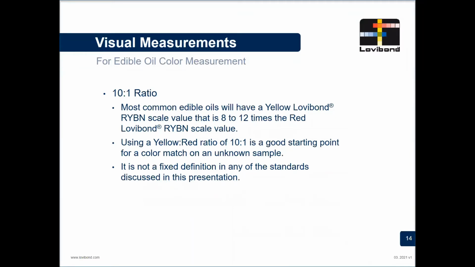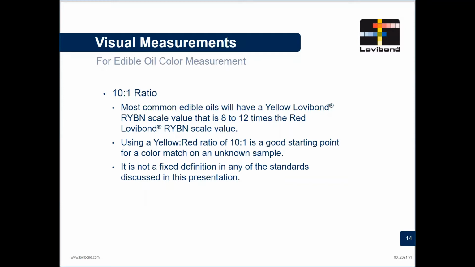Now, some people might say to me, I've heard about this 10:1 ratio for measuring color. Well, yes, it's in the standards, but it's in the standards as a starting point for making a visual color match with a visual instrument. When you look at most common edible oils and you look at the red value compared to the yellow value, generally going to fall into a pattern where the yellow is 8 to 12 times the red value.